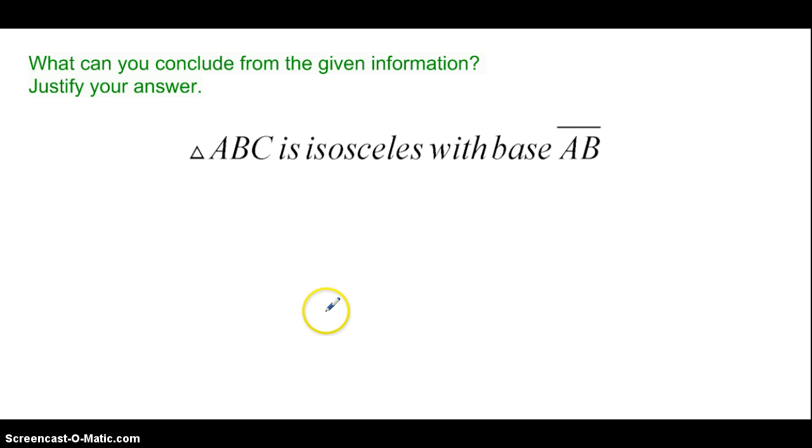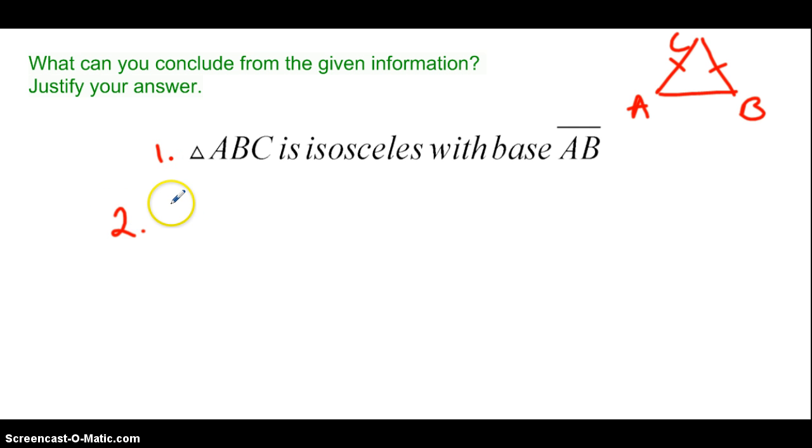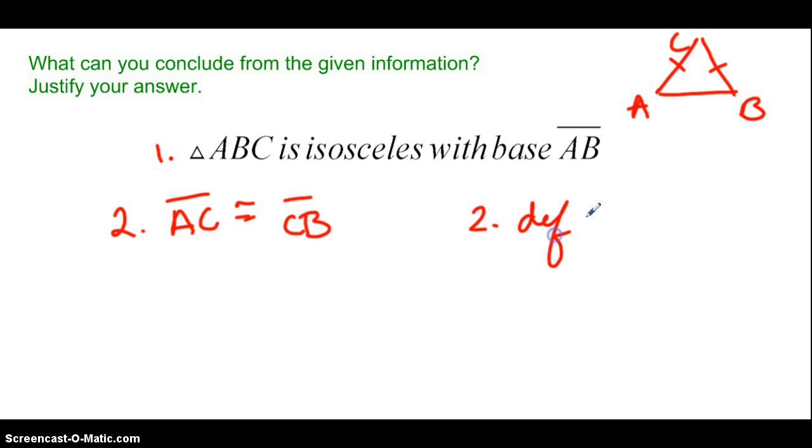If you're told that triangle ABC is isosceles and that the base is segment AB, think about what that looks like. So if I draw the triangle ABC and I know that the base is AB, okay? By the definition of an isosceles triangle, we know that it has at least two congruent sides. So if this was my given, my next statement would be that segment AC is congruent to segment CB. And my reason would be the definition of isosceles triangle.